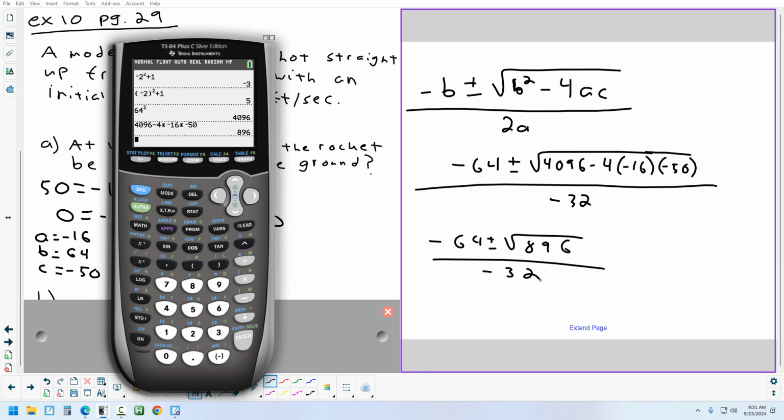Okay, so let's type it in. Negative 64 plus the square root of 896. I'm just going to do the top first, and then I'll divide by negative 32. Okay, so I get that, and then divided by negative 32. So that's about 1.06 seconds at one point where the rocket hits 50 feet. Since that's only after 1 second, that's probably on the way up, because that's pretty soon after it launched. 1.06.